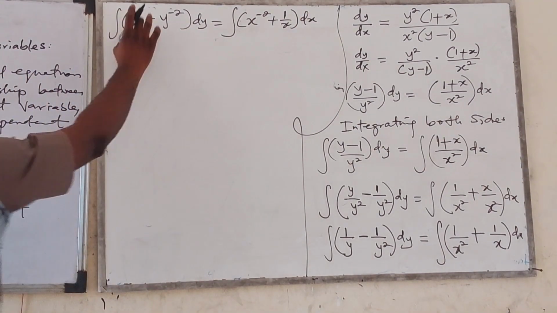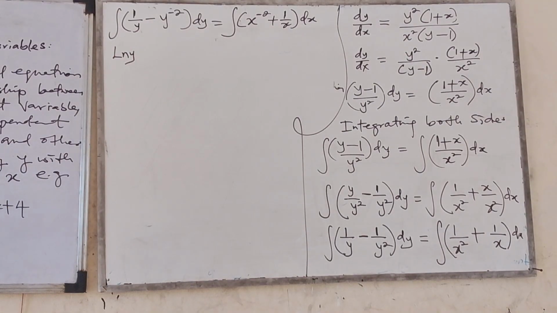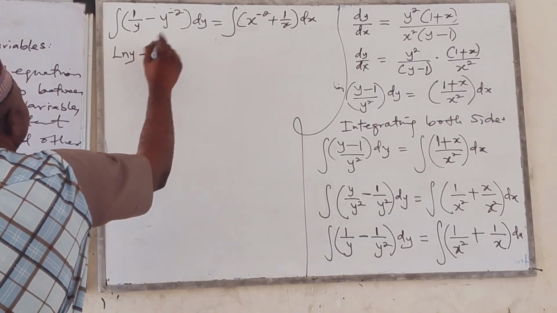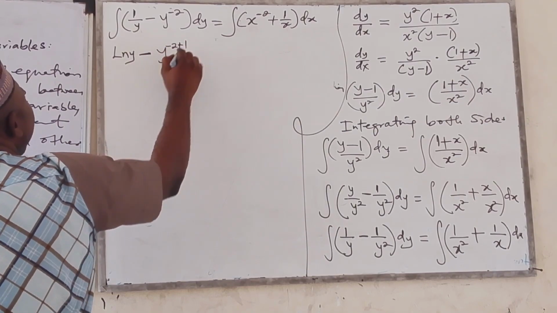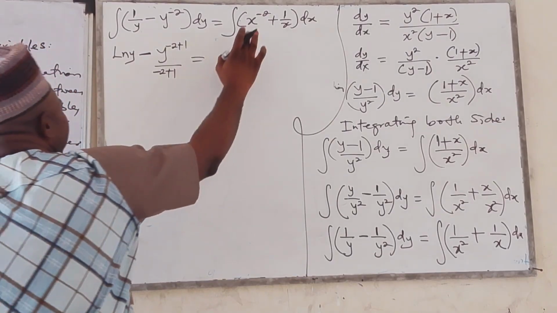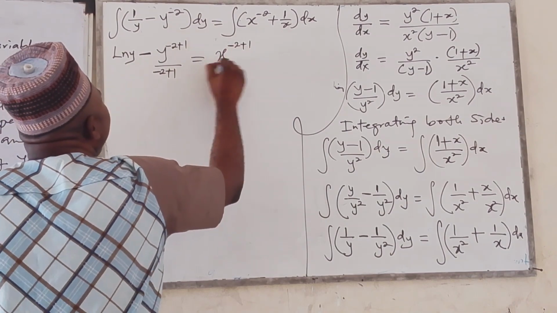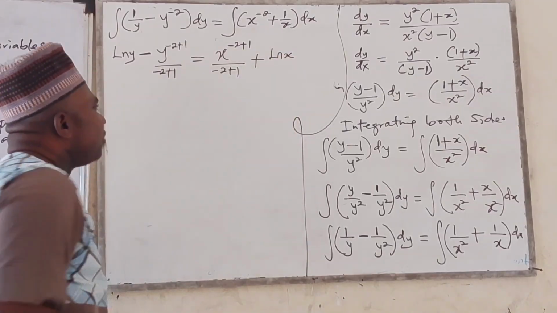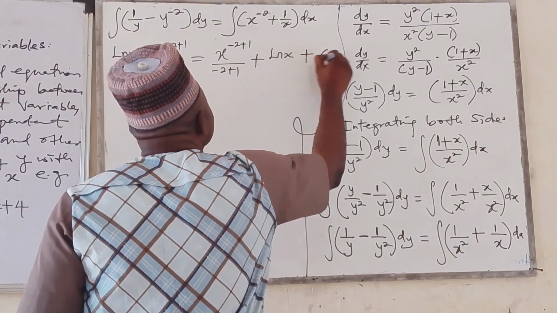Now, if we integrate 1 all over y, it gives ln y. The integral of 1 all over y is ln y. So here we have minus. When you integrate y power minus 2, it becomes y raised to the power of minus 2 plus 1 all over minus 2 plus 1. Now this is equal to, when you integrate x power minus 2, we have x power minus 2 plus 1 all over minus 2 plus 1. Then here we have plus ln x, because the integral of 1 over x is ln x. Then here we have plus constants.